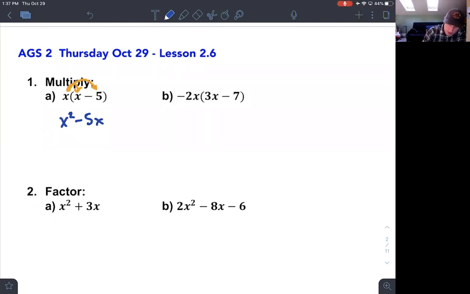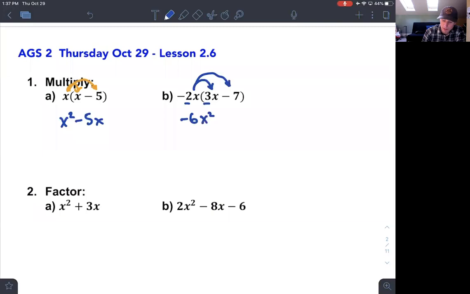All right, part B is also distribute or multiply. We go from there to there. Think about the numbers first. Negative 2 times 3 is negative 6. And then x times x is x squared. You can think of the numbers separate from the variables or the letters.